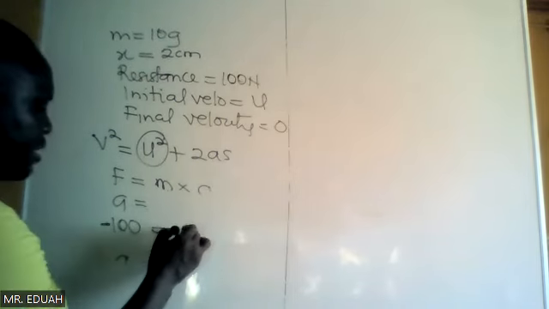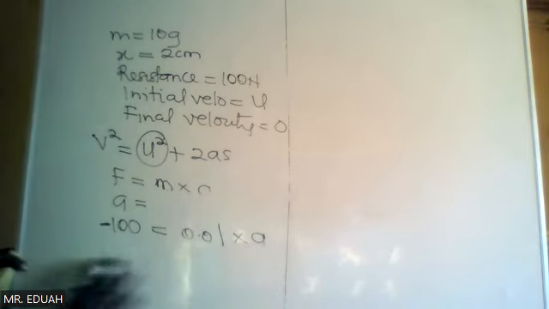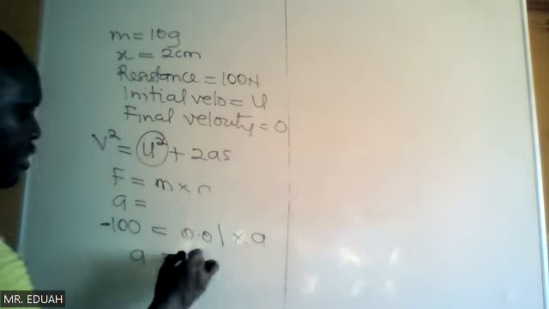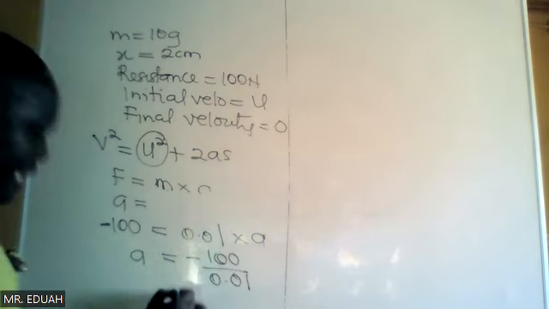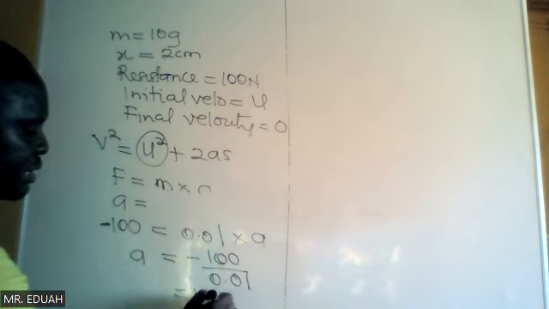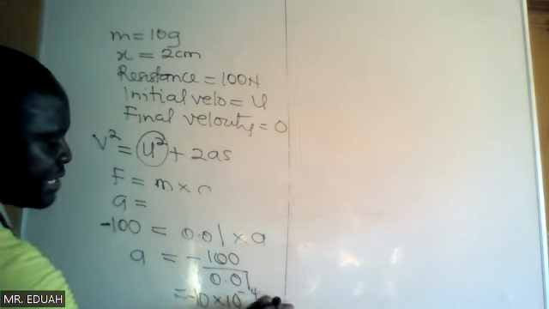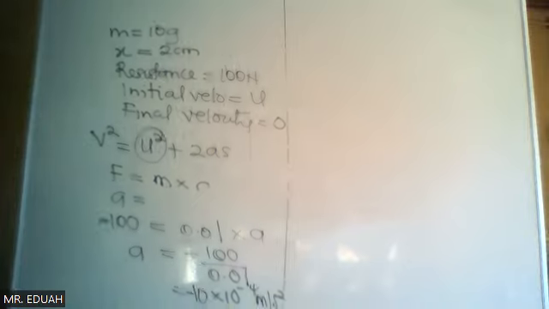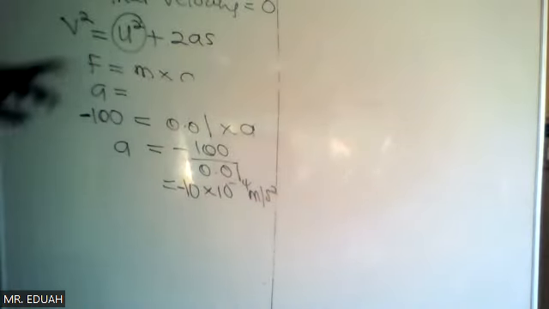This will give us 0.01 times A. And so A is equal to minus 100 divided by 0.01. And this must give us negative 10 times 10 to the power negative 4 meter per second squared. Please, are we okay? Are we fine? Yes, please. Then we are looking for U.